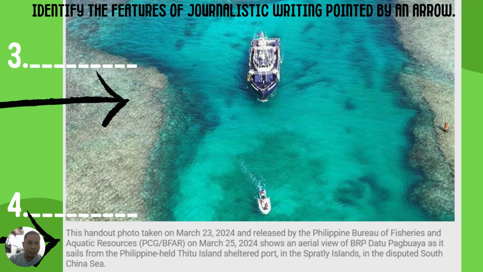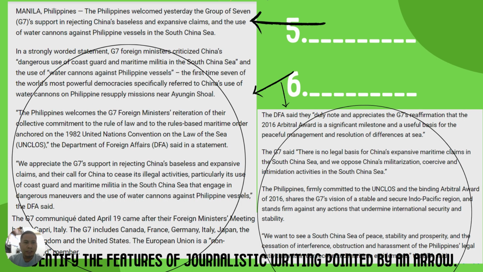Okay? Now let's go to number three. As we can see, a picture. So what do we call that? What kind of feature of journalistic writing is that? And number four, what do we call that description below the picture? Okay. And number five, what do we call the first sentence or the first paragraph in the column? And of course, what do we call those sentences or paragraphs that are encircled, the two encircled on my screen? What do we call that?